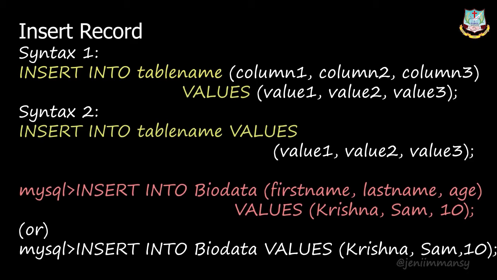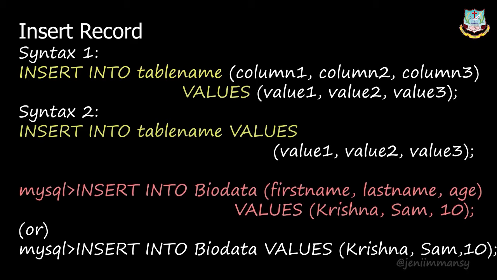First name is Krishna, last name is Sam, and the age is 10. That is given here. Or we can give it in this way. If you want to give only the values, we can do it like this also: insert into biodata values, and you can give the values alone.